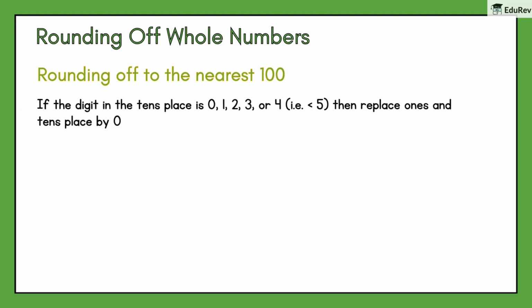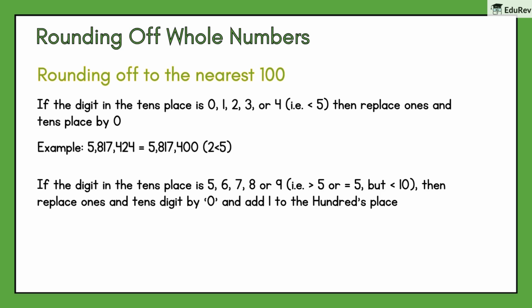If the digit in the tens place is 0, 1, 2, 3, or 4, that is less than 5, we replace the ones and tens place with 0. For instance, in the number 5,817,424, since the tens place is 2, we round it down to 5,817,400.